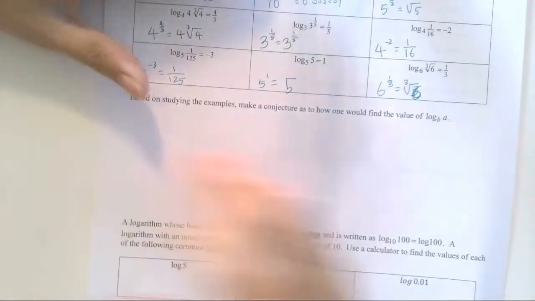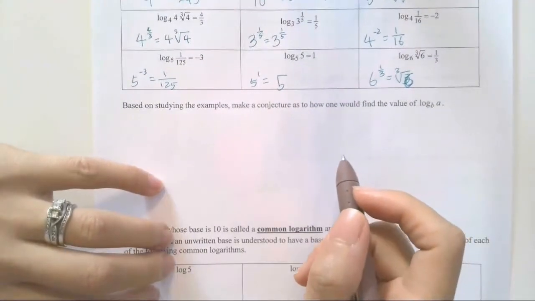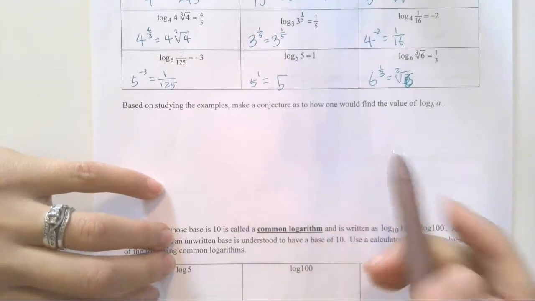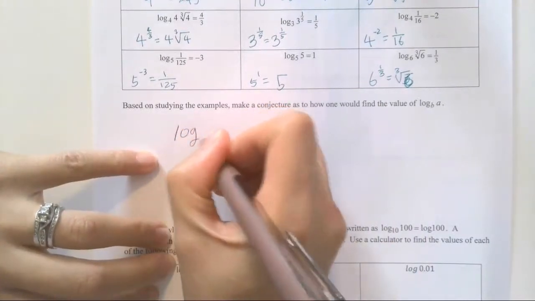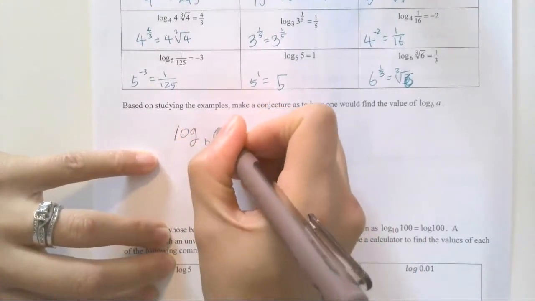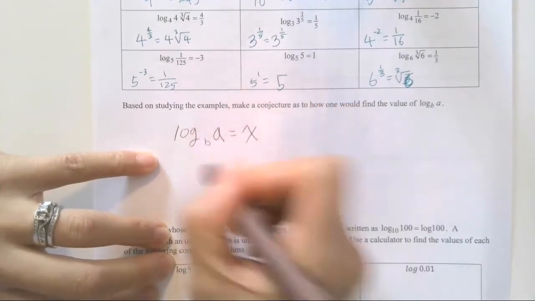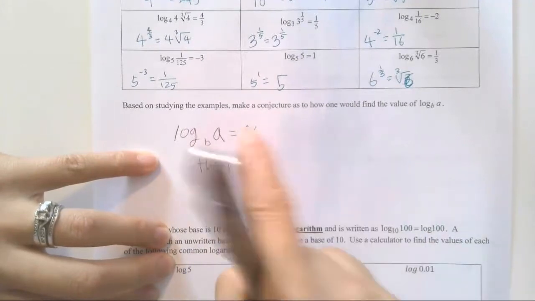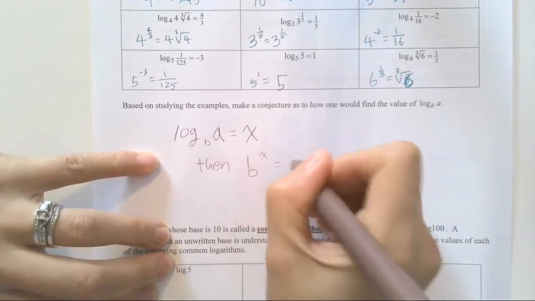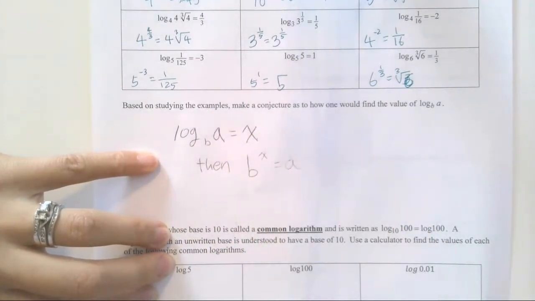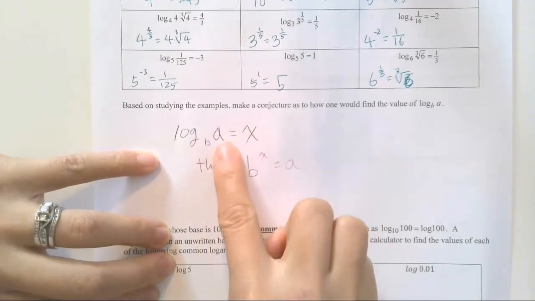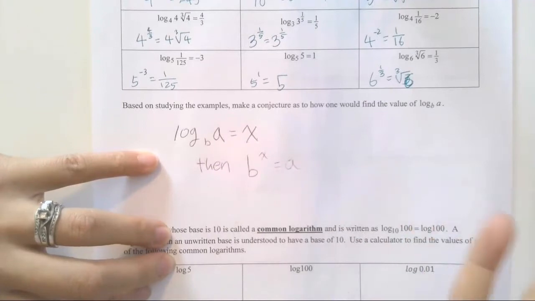Alright, so based on the study examples, make the conjecture as to how one will find the value of log base b of a. So I'm going to say, if log base b of a is equal to x, then the base b to the exponent x power is equal to a. Right? The base to the exponent x equals a, the argument.